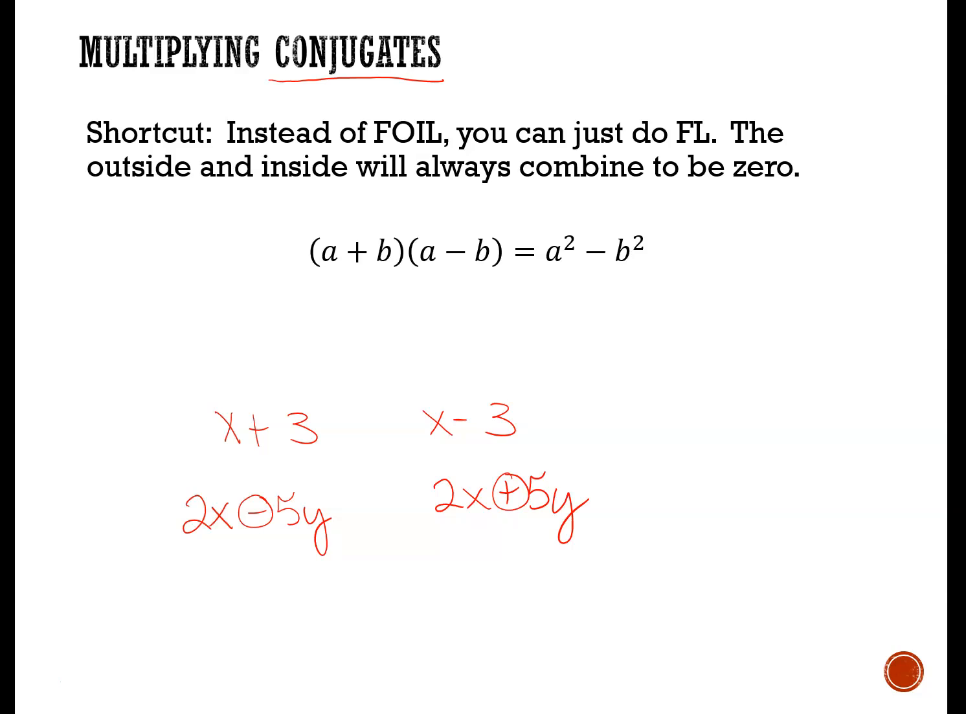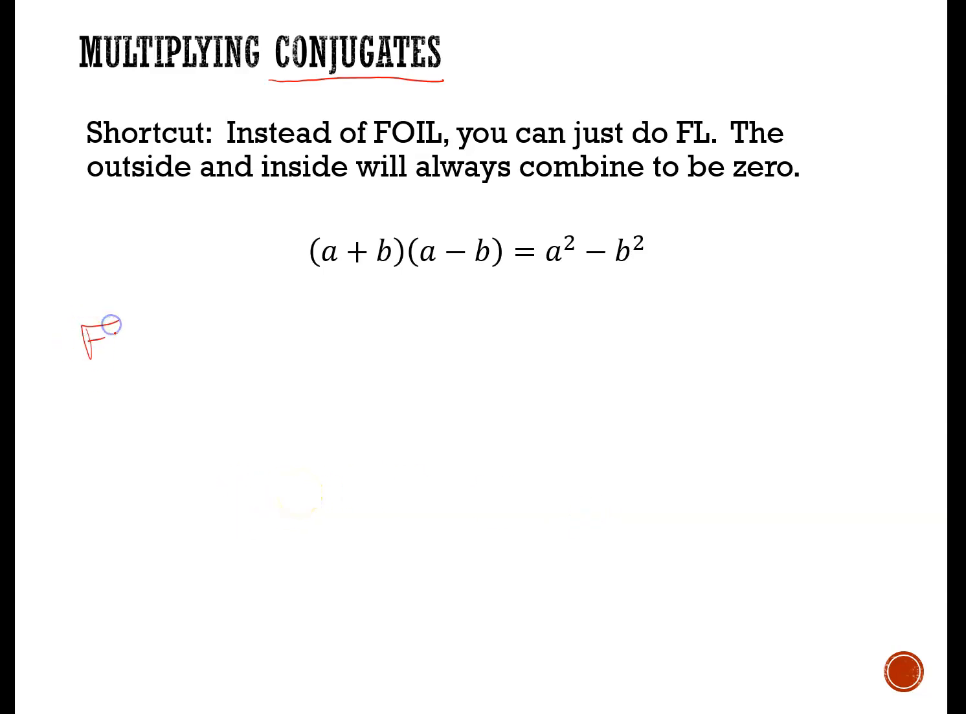So you could FOIL to multiply conjugates, and that will always work. However, you can also take a shortcut, because look what happens. Let's go ahead and FOIL this a plus b times a minus b. If we did the whole FOIL process, we would do first, a times a is a squared. And when we did the outside, it'd be positive times negative, so negative, and then ab. And inside is positive times positive, so you'd have a positive sign, but it's also ab. And then last would be positive times negative is negative, and b times b is b squared.